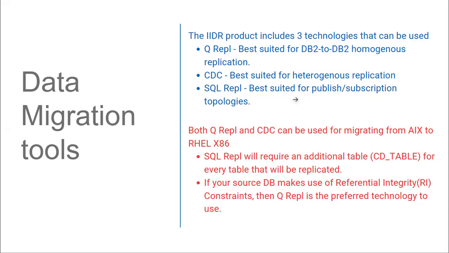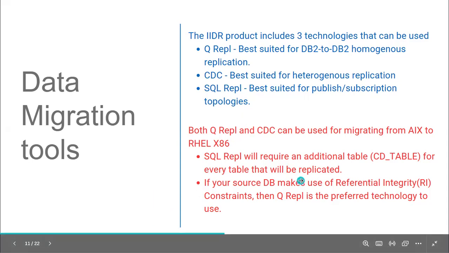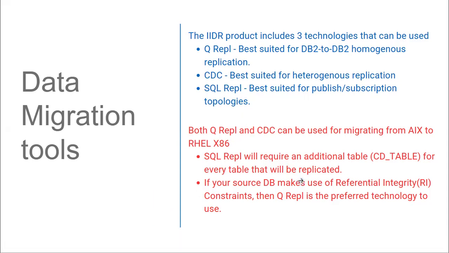As for the topic, how you can migrate your data from on-prem to post-prem, that is the cloud. What he says again is that both Q replication and CDC can be used for migrating from AIX to RHEL. How it can be used, let's see in the next topics and next slides.